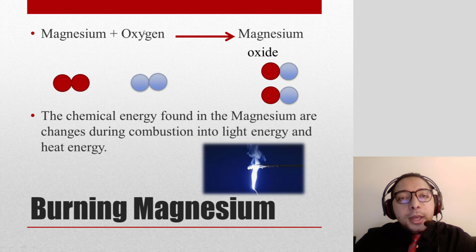When the magnesium and oxygen react together, one magnesium is going to attach with one oxygen, and the other magnesium is going to attach with one oxygen. So here we should have two of them apart from each other. That's a mistake. One more time. So each one is going to hold one oxygen atom in order to make magnesium oxide, and the chemical energy changed into light energy and heat energy.